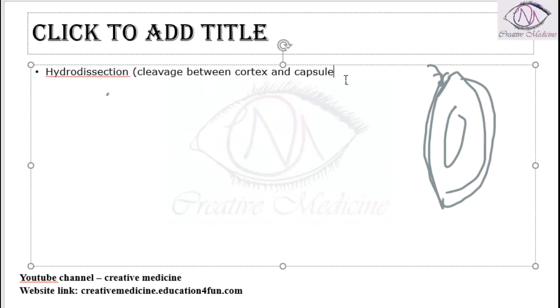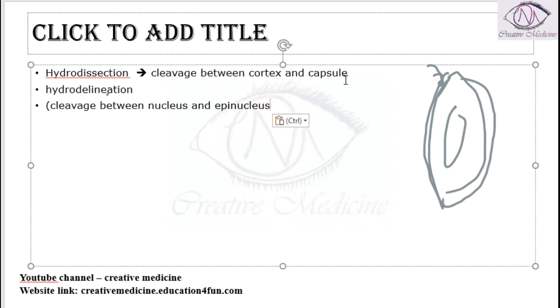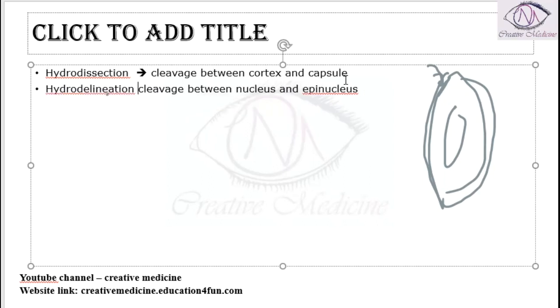Similarly, you will separate the nucleus and the epinucleus also. That separation of nucleus and epinucleus is called hydrodelineation. Okay, actually cleavage between the cortex and the capsule is called hydrodissection. Then cleavage between the nucleus and the epinucleus which is present over it is called hydrodelineation.